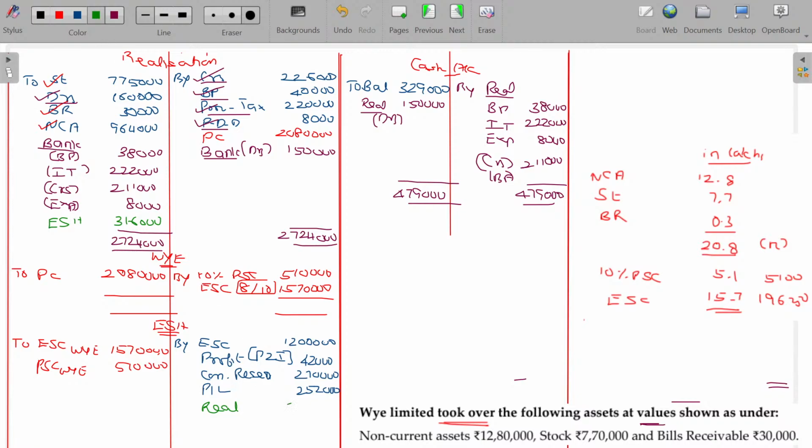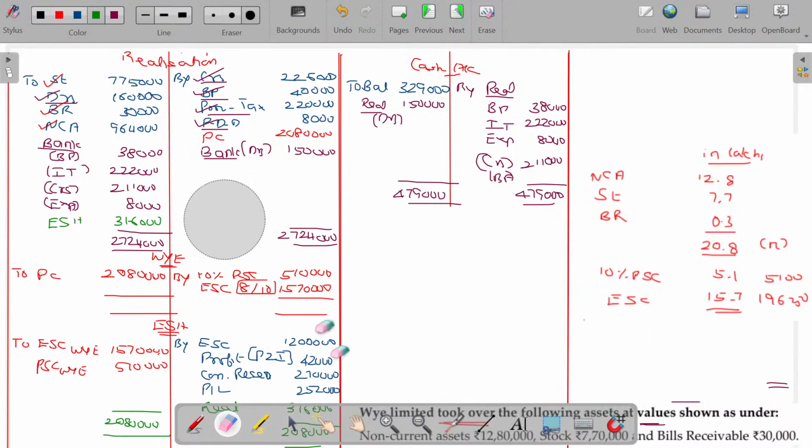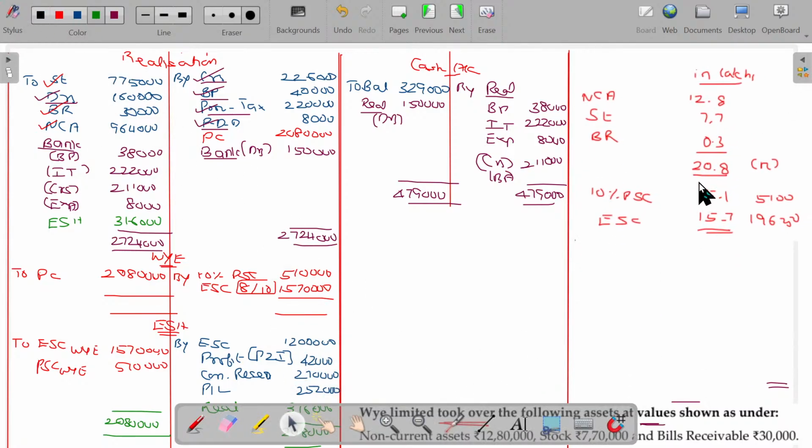So 3 lakhs 16,000. If you tally the equity shareholders account, it should get tallied. So the value being 20 lakhs 80,000. Hope it is now tallying this. 20 lakhs 80,000. And cash total also be calculated. Apart from that, we have to now post the entry in the books of buyer.